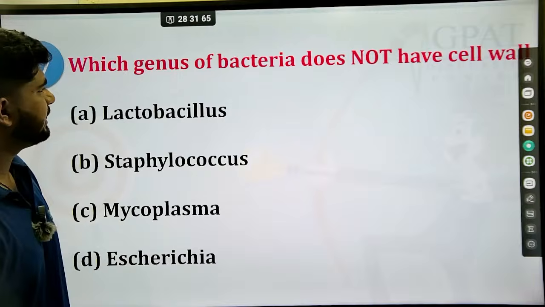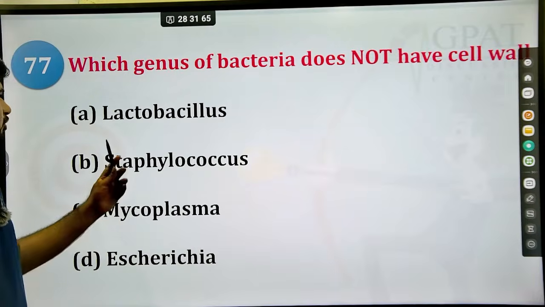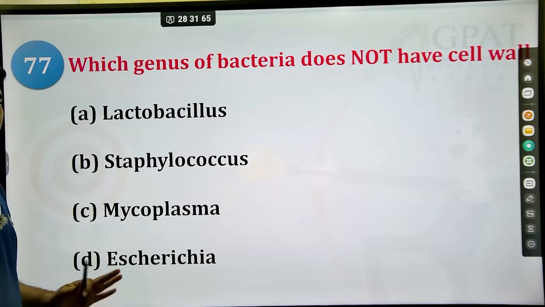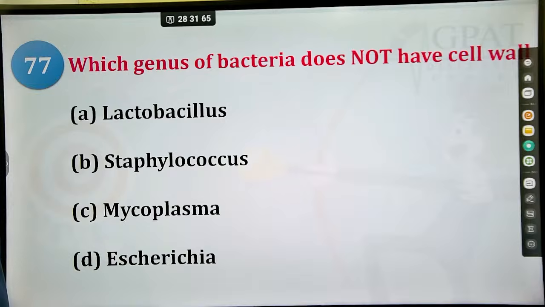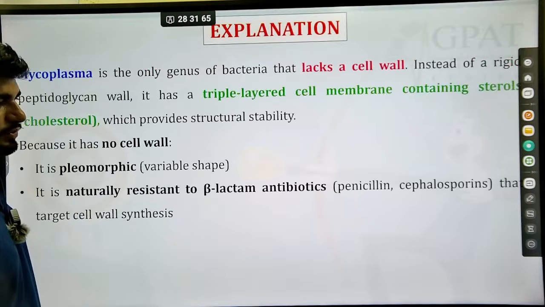Okay, which genus of bacteria does not have a cell wall? Lactobacillus, it does. Staphylococcus, it does. Mycoplasma, no. Mycoplasma doesn't have any kind of cell wall. Escherichia coli, yes, it does have. Mycoplasma is going to be your correct answer over here, right?